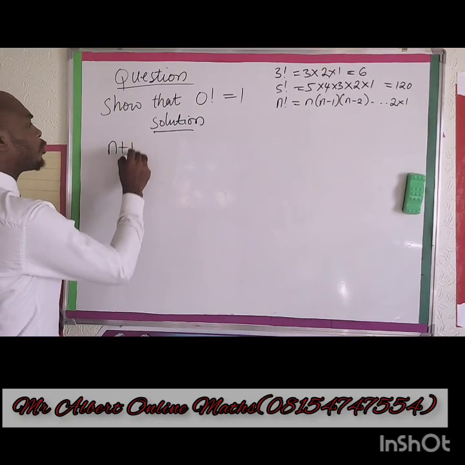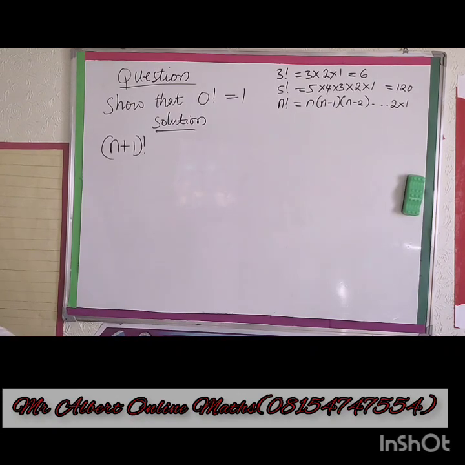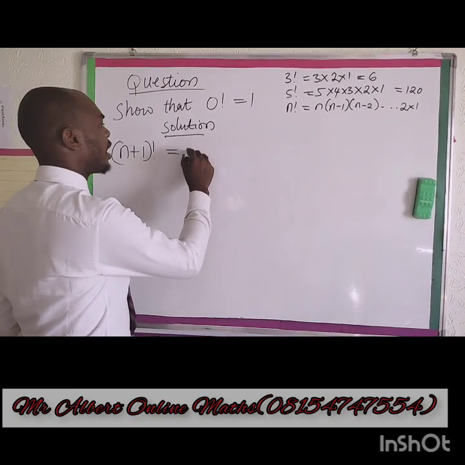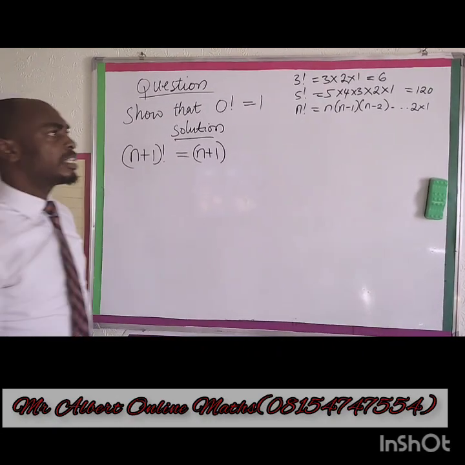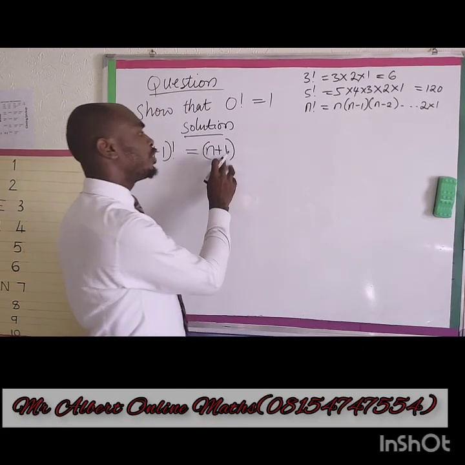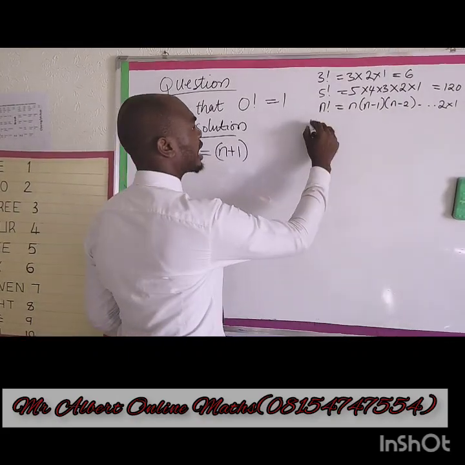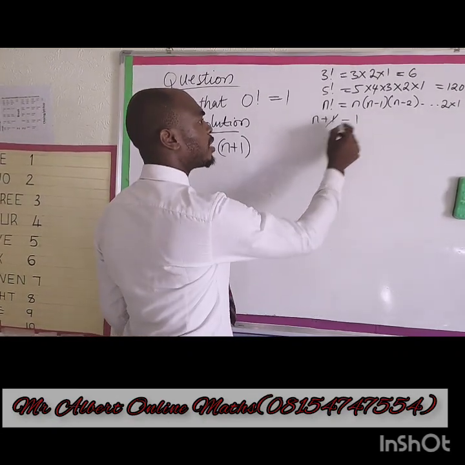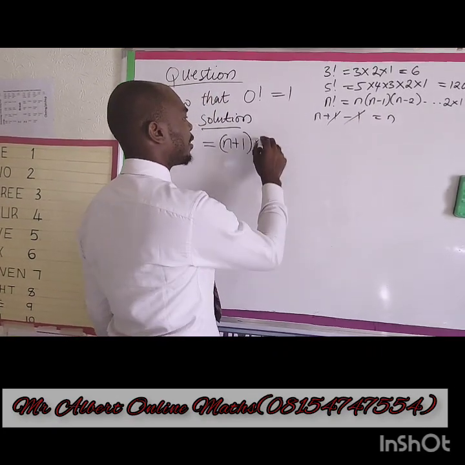We have n plus 1 factorial. Let us see what n plus 1 factorial is going to give us. n plus 1 factorial will give us n plus 1 times, if you reduce n plus 1 by 1, it's going to cancel. It's just like saying n plus 1, then you reduce it by 1. 1 will cancel 1, giving you n. So it's going to give us n factorial.